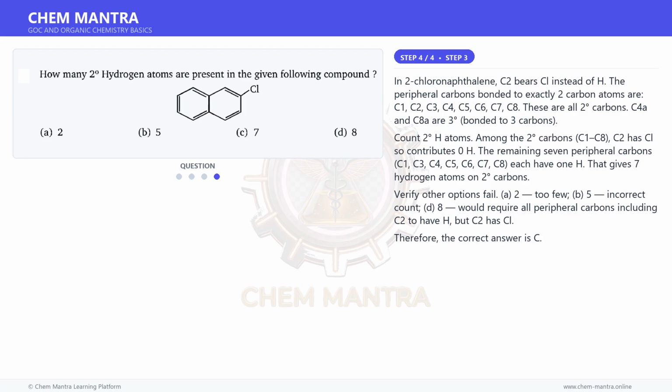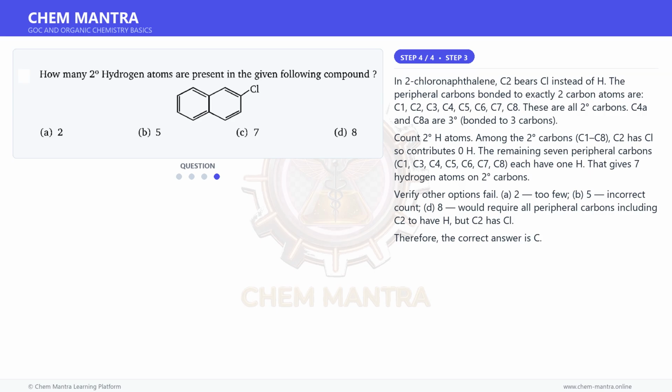Count 2 degrees H atoms. Among the 2 degrees carbons, C1 to C8, C2 has Cl so contributes 0 H. The remaining 7 peripheral carbons, C1, C3, C4, C5, C6, C7, C8, each have 1 H, that gives 7 hydrogen atoms on 2 degrees carbons.